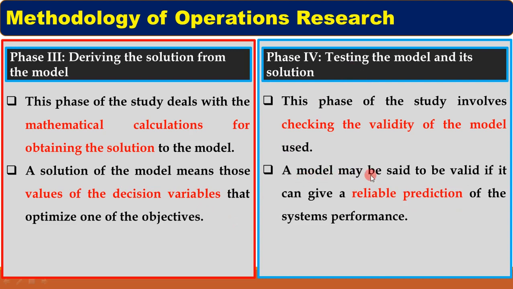A model is said to be valid if it can give a reliable prediction of the system performance. If the model is able to predict the performance of the system, then we can say that this model is valid.